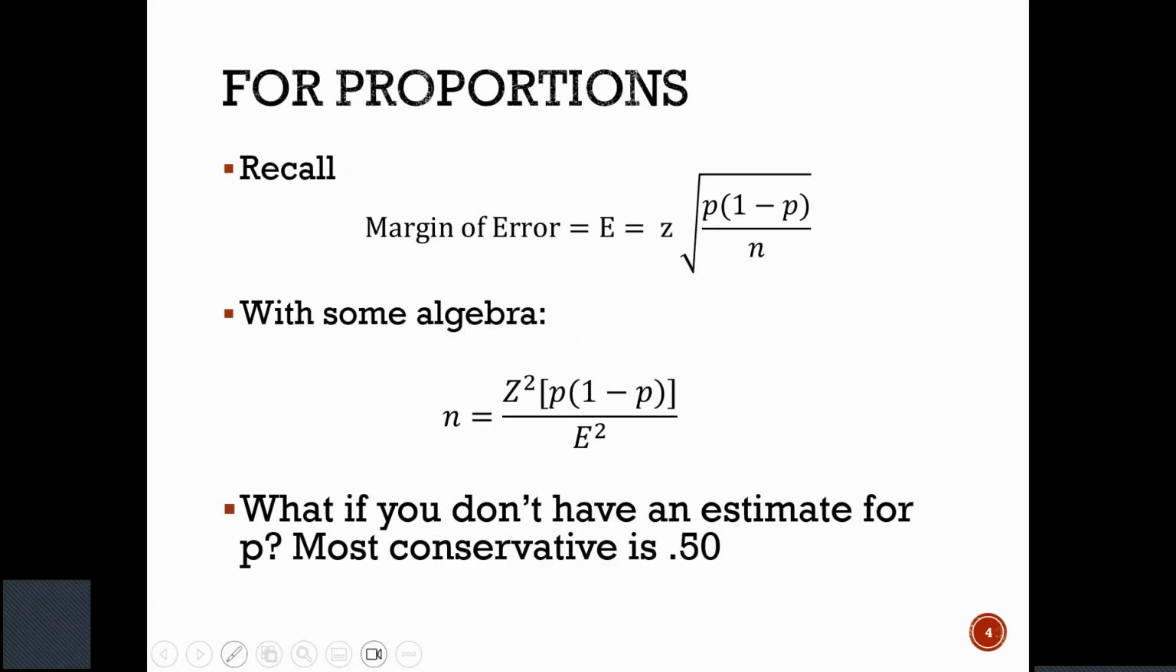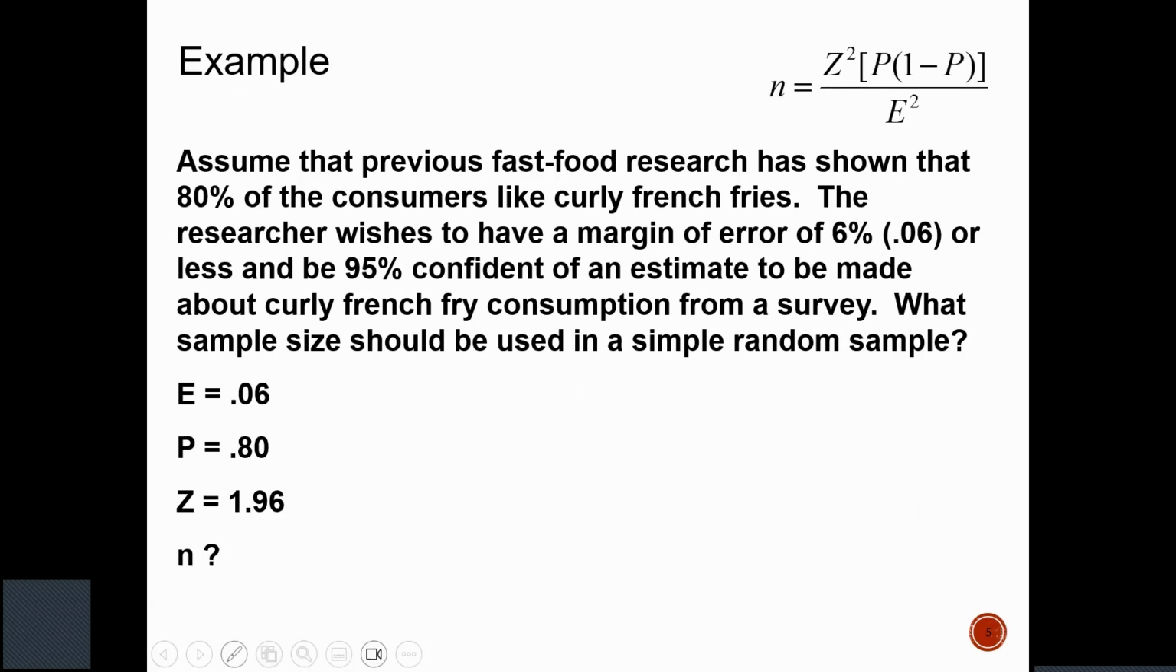So for proportions, the margin of error is z times the square root of the proportion times 1 minus the proportion over n. And if we use some algebra on this, what we have is n is equal to z squared times the proportion times 1 minus the proportion, all over the error squared. And if we don't have an estimate for p, the most conservative thing to use is 0.5. You can try that out with some different combinations, but that's the one that will give you the largest potential sample size, which is the most conservative.